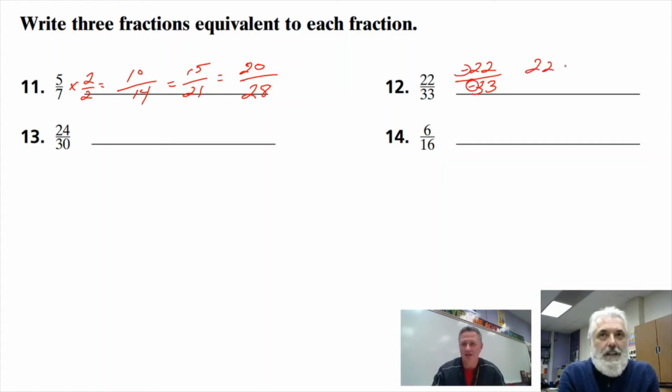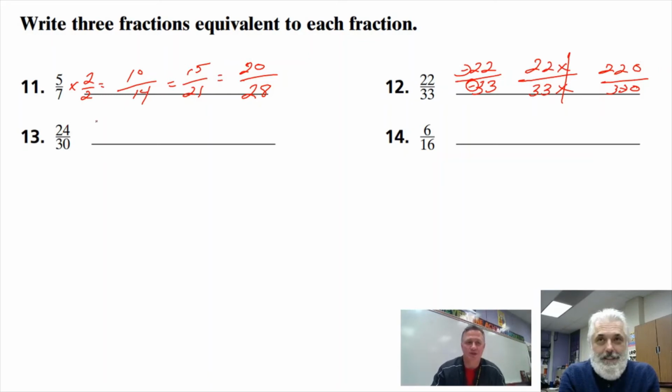You could add a variable on the top and the bottom. As long as it's the same variable, they'll cancel too, right? So you could pretty much do an infinite amount of answers for these. I'm just going to add a 0 on the top and a 0 on the bottom, Mr. Lewis, because that's the same thing as multiplying by 10 over 10. Right.